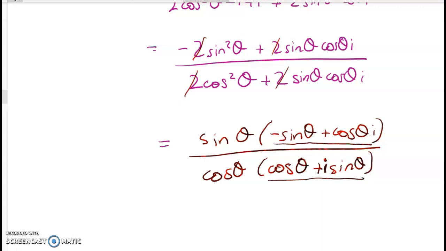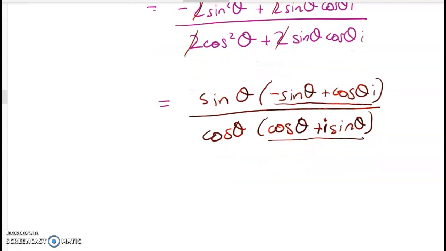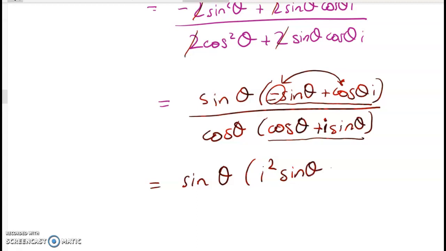So what I'm going to do instead with this is, I don't even really know why I did this, but I just took that negative and thought that I kind of want to switch over my cos and my sine and not have this be a negative. So I'm going to replace that negative with i squared and just see what happens. So we've got sine theta times i squared sine theta plus cos theta i.